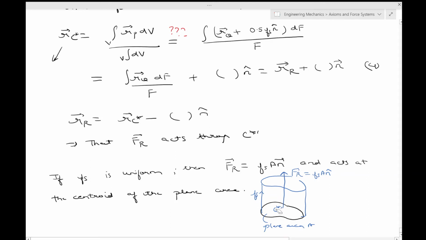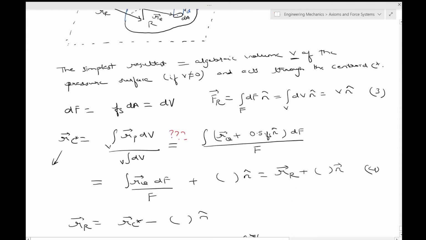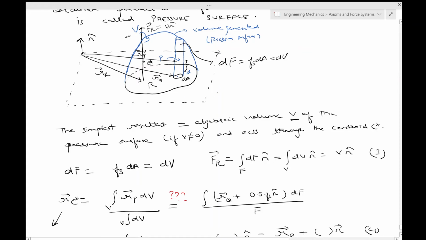Okay, so let me not draw the centroid, let me draw it somewhere in the middle. If I draw over like that, it seems as if it's the centroid of this surface, which it's not. Okay, and this is where, if I write, say the centroid is C star somewhere over here. This is a plane area. Okay. This is also a plane area.